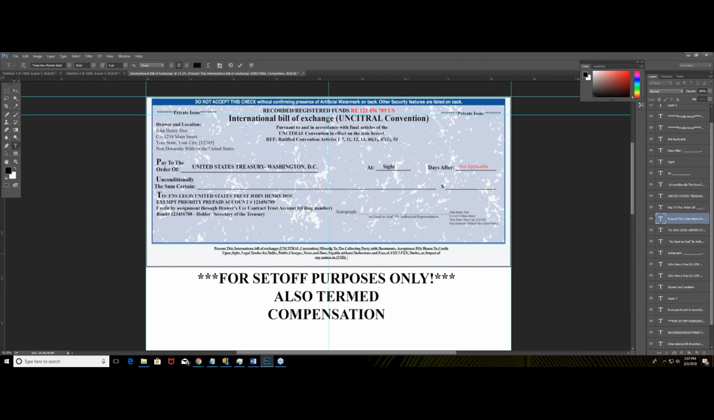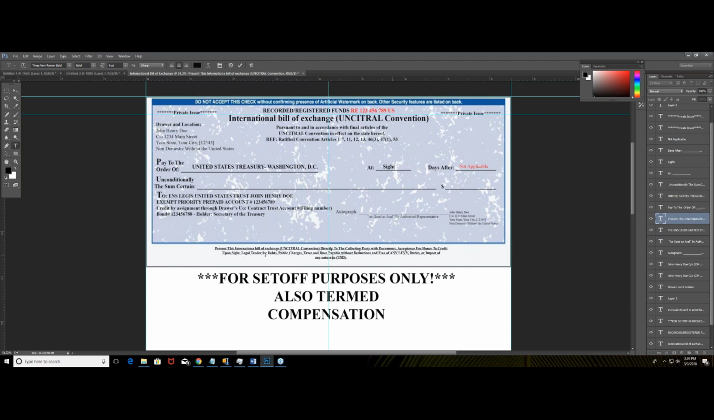So present this international, here's your instructions. Present this International Bill of Exchange directly to the collecting party with documents. The documents is the key that come along with this, which is going to be a UCC-3, has to be attached to this at all times. Acceptance for honor, whenever it gets negotiated, the UCC-3 has to be attached to it. That's why you're putting all of this on here, the documents. And in your special instructions, that's what's going to be on there as well.